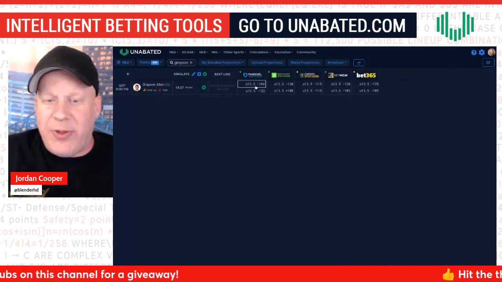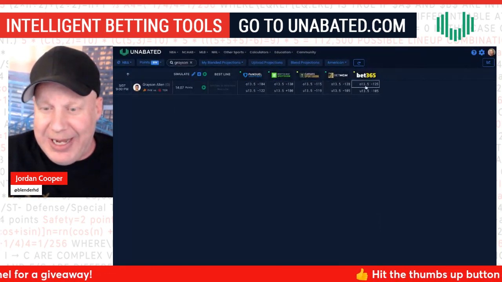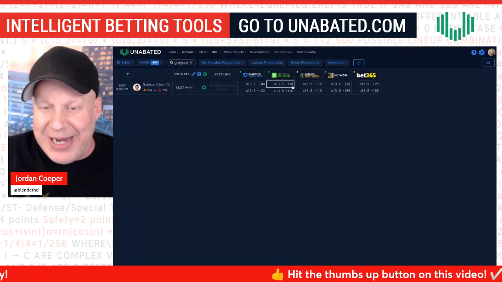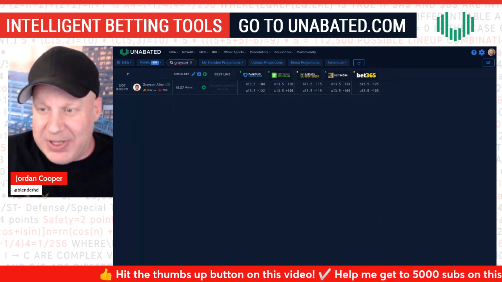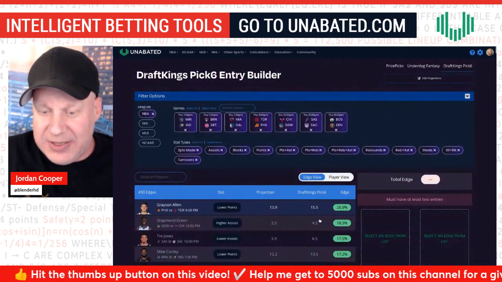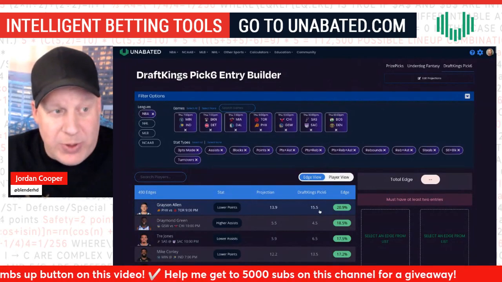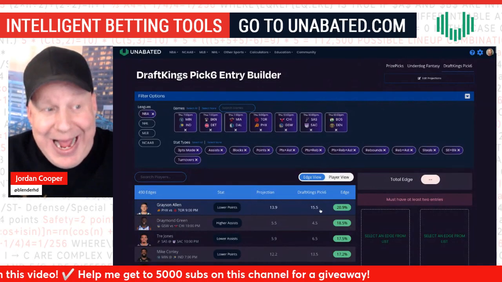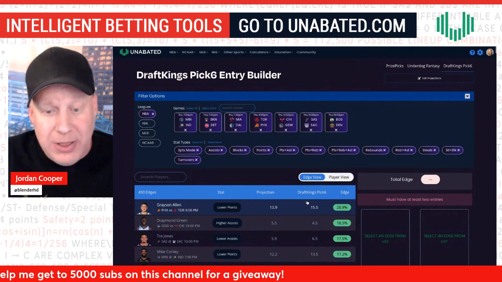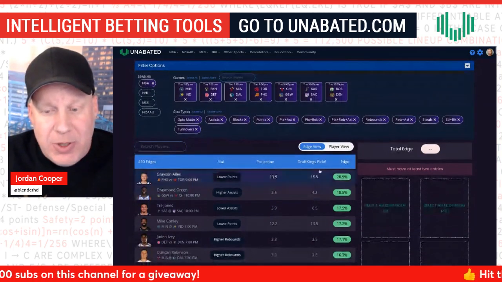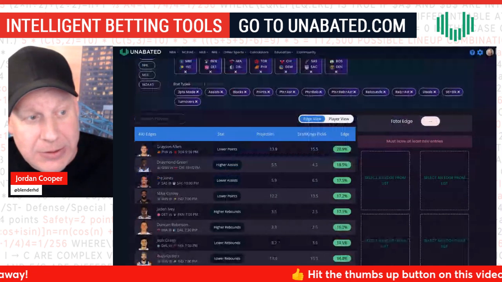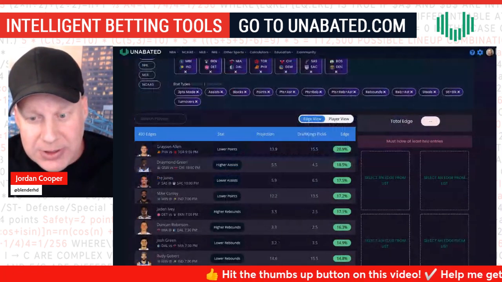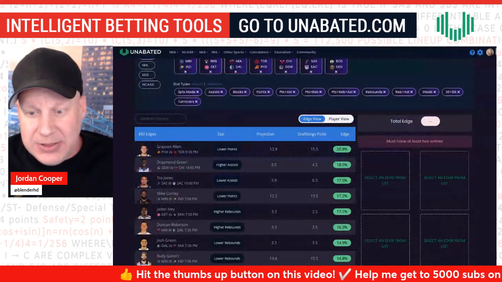Nowhere. Look, 13.5. You get 13.5 minus 130 on the over. But the number on Pick6 is 15.5, because that's what it opened at. The market went down on Grayson Allen points. But on Pick6, the numbers don't move. So do I even need a projection source in order to play DraftKings Pick6?